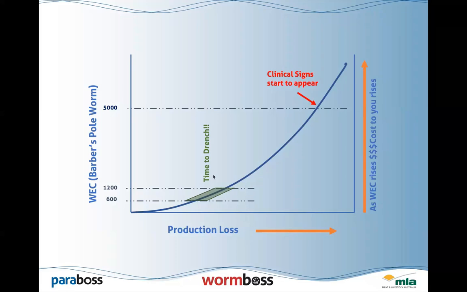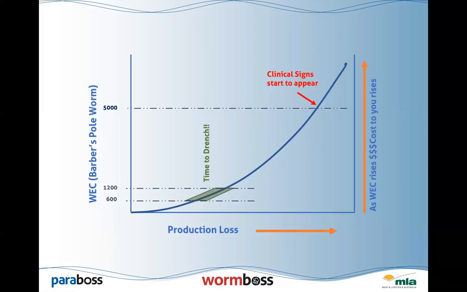And then what happens is, as you increase, it goes up here, and gradually more and more clinical signs start to appear. But if you wait until this point in time, I just keep losing my mouse, sorry. If you wait until that time, you've lost all this level of production loss that you won't get back, and this would have been the time when you should have drenched for cost effectiveness.